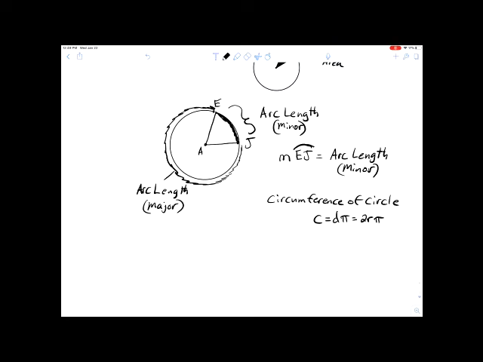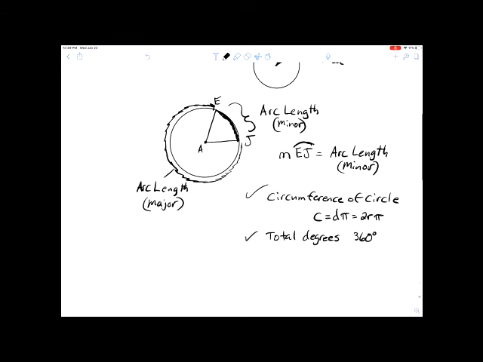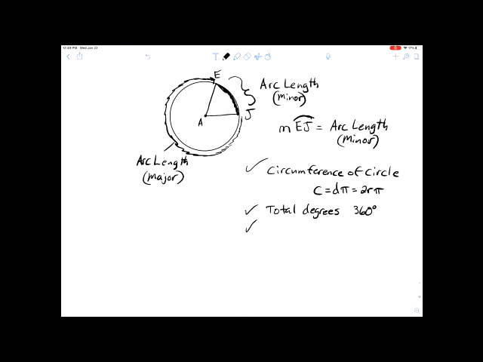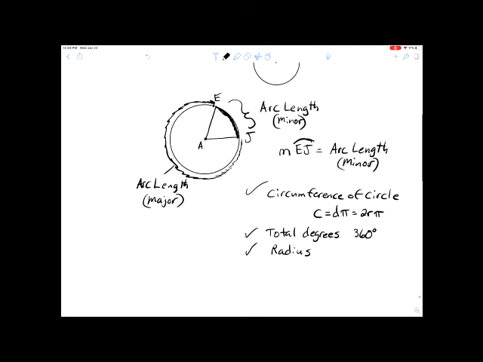Okay? So in order for us to be able to find out what the arc length is, we need the circumference equation of a circle. We need to know the total degrees around the circle, and what is that going to be? 360 degrees. We're also going to need to know the radius. And in this case, between AJ and AE, let's say it is 4 feet.